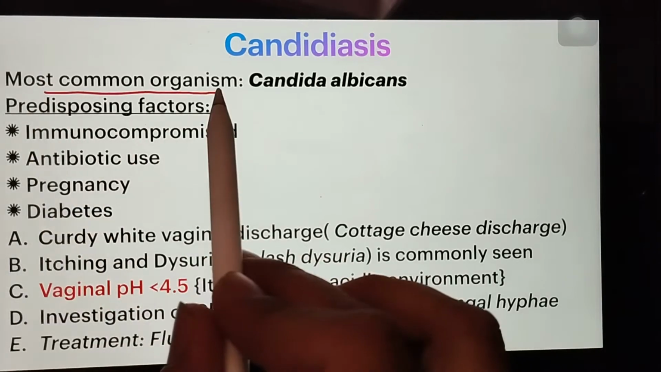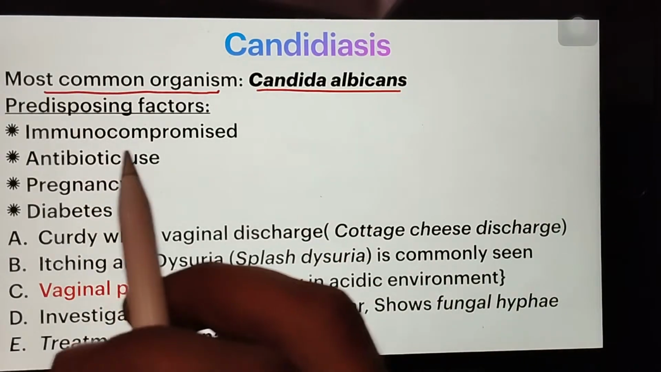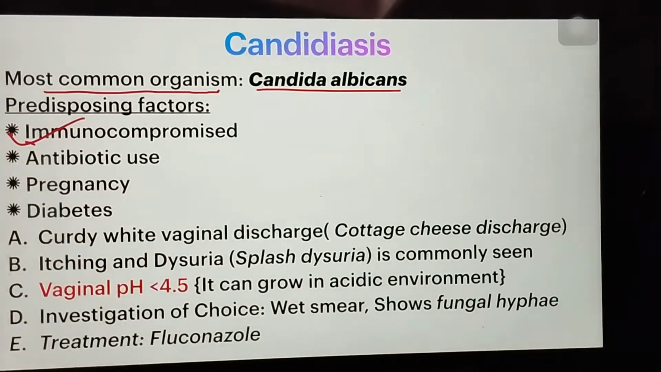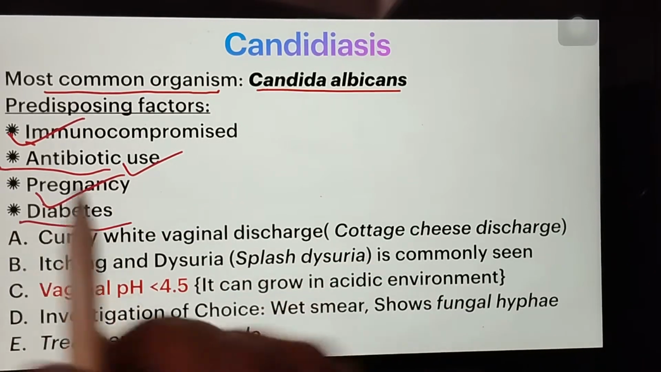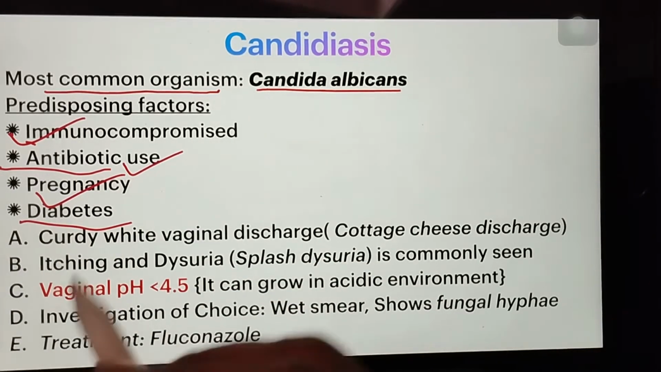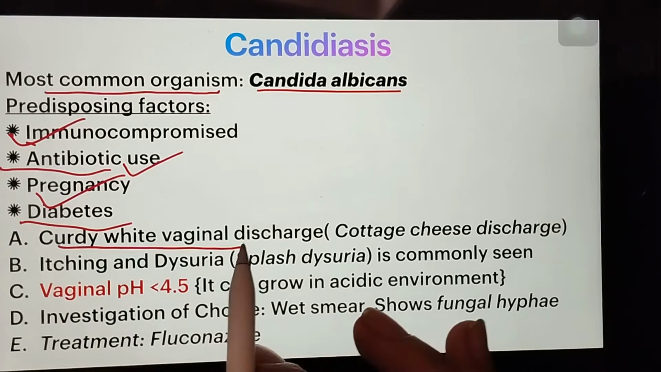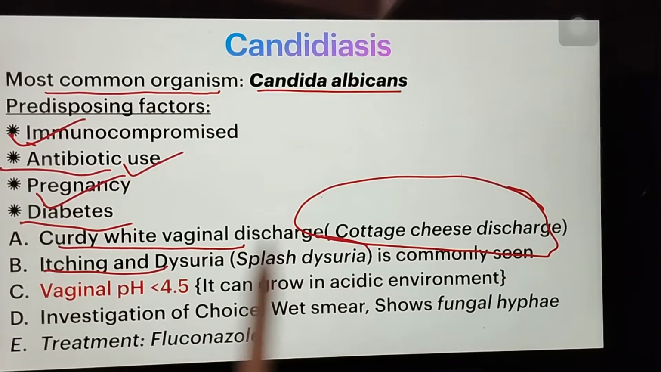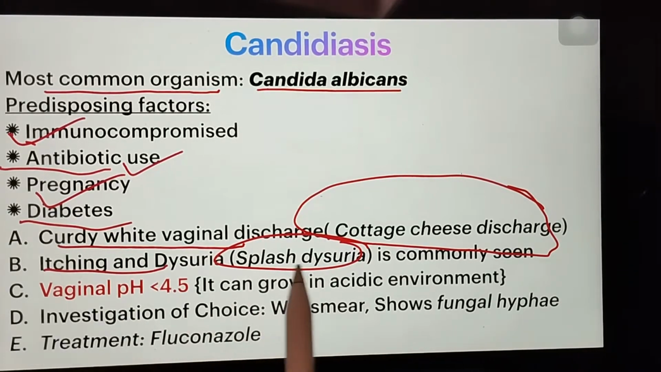So next is Candidiasis. The most common organism causing Candidiasis is Candida albicans. Predisposing factors are immunocompromise, antibiotic use, pregnancy and diabetes. The features are cloudy white vaginal discharge, like cottage cheese discharge, itching, dysuria and splash dysuria: when there is itching there will be rupture of the skin, and then when urination occurs there will be pain.